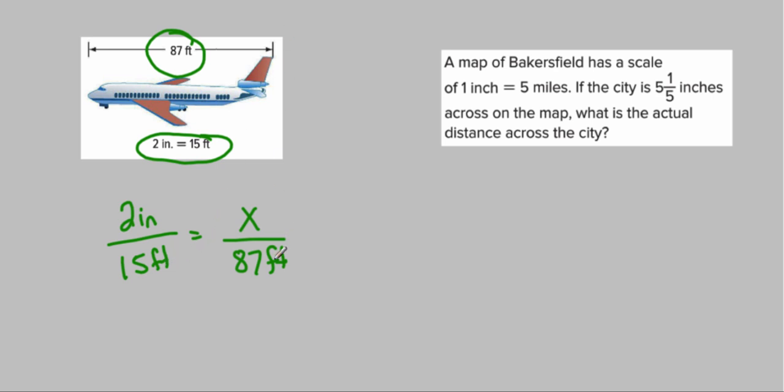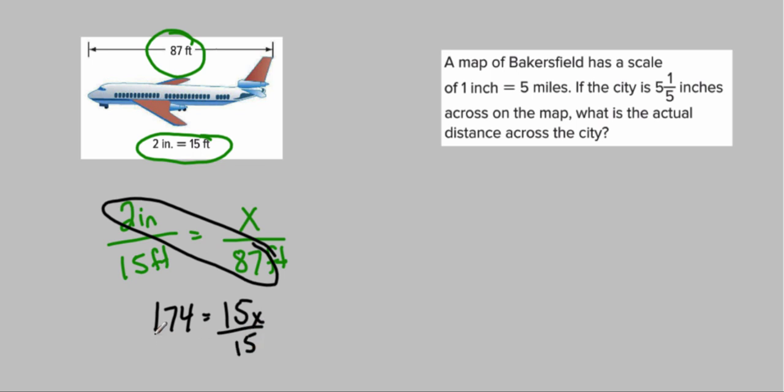Well, find your cross products. 2 times 87 would be 174. 15 times x is 15x. Divide both sides by 15. You're just solving your equation. And x is equal to 11.6. We were dealing in inches, so we label it as 11.6 inches. So if we were to draw a model of this airplane at a scale of 2 inches representing every 15 feet of real length, it would need to be 11.6 inches long.